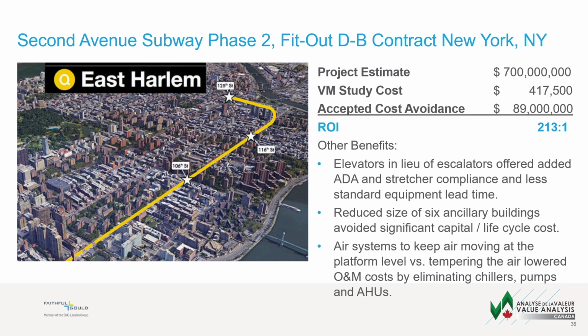And the other benefits included elevators in lieu of escalators, offered added ADA, American Disabilities Act, and stretcher compliance and less standard equipment lead time. We reduced the size of 6 ancillary buildings, avoiding significant capital and life cycle costs, and air systems to keep air moving at the platform level versus tempering the air, lowered O&M costs by eliminating chillers, pumps, and air handling units. The client was somewhat trepidatious to hold a VE study, but was extremely happy that he did it as early as they did.